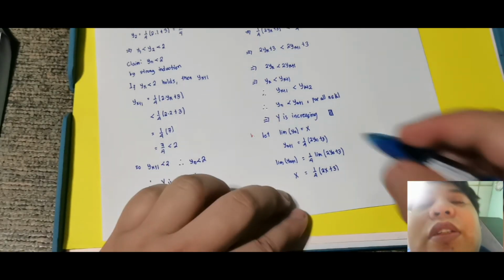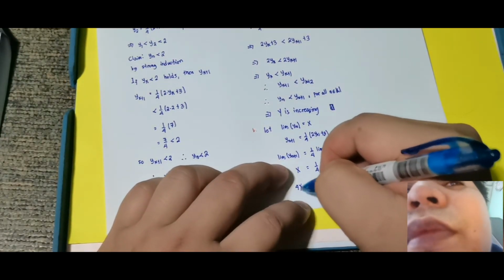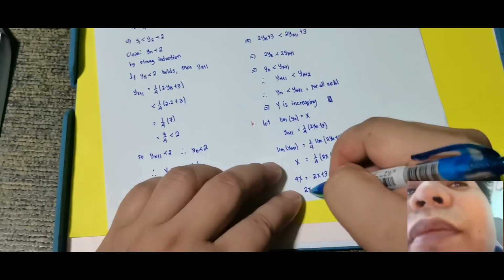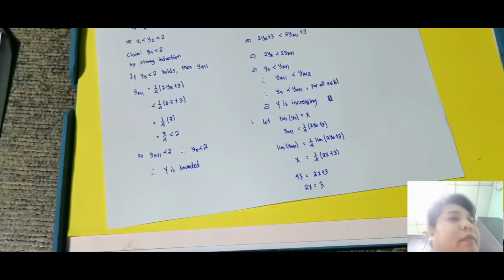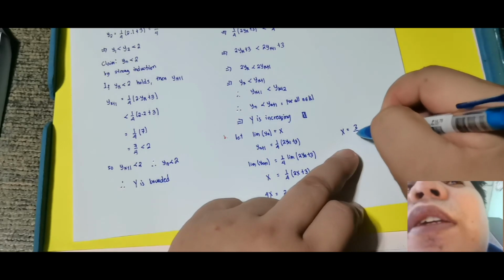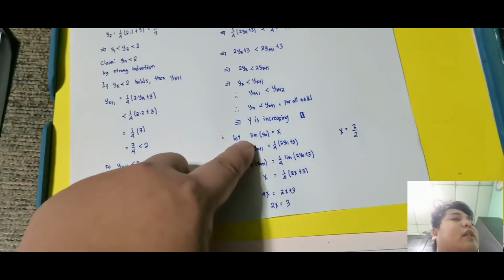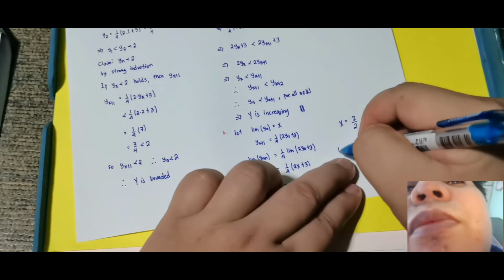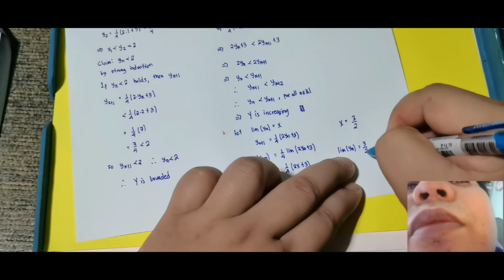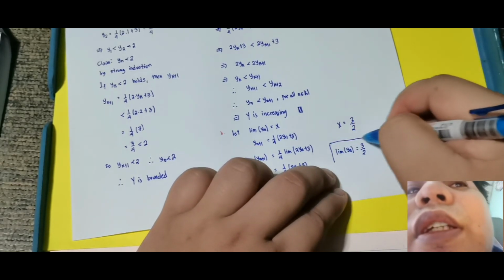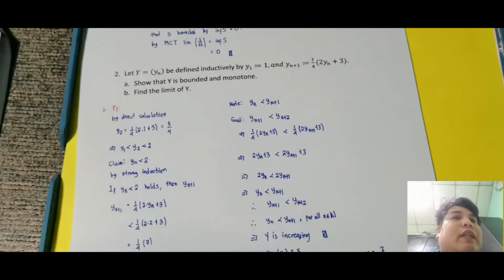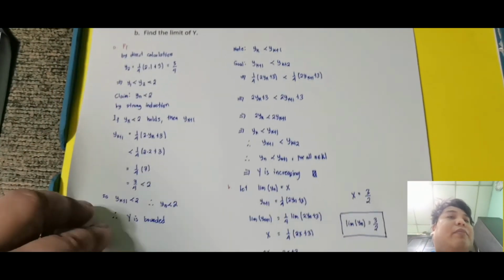Okay? Then, by computation, this is 4x is equal sa 2x plus 3, which mean that 2x is equal to 3. Tama? Therefore, what is x? So, this implies that x is equal to 3/2. By the way, what is x? X is the limit of y sub n. So, what is the limit of y sub n? The limit of y sub n is equal to 3/2. Okay, so therefore, this is the limit. Okay, so napaka-dali lang niya. So, ganito lagi gagawin pag pinahanap ko naman yung limit.